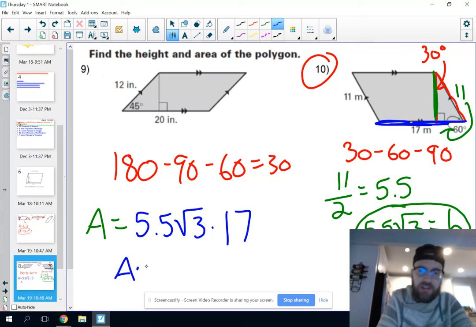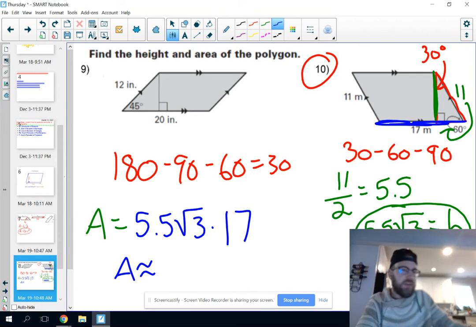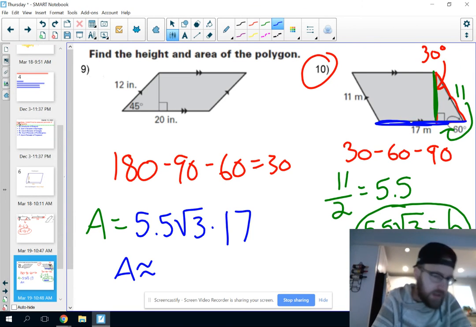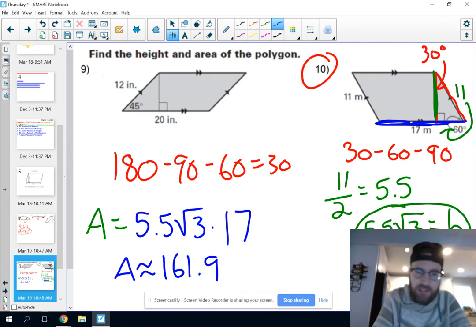Since this is our final answer, you could round this height to the nearest tenth if you want to, but as you're calculating the area, I'd use the exact value of 5.5 root 3 to make your answer a little more precise. When you multiply that out, you should get an area of 161, now rounded to the nearest tenth since it's our final answer, 0.9 meters squared.